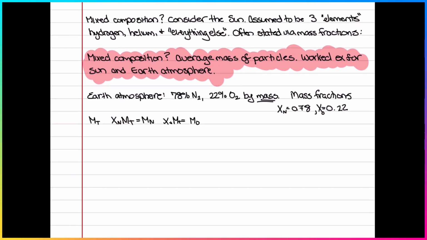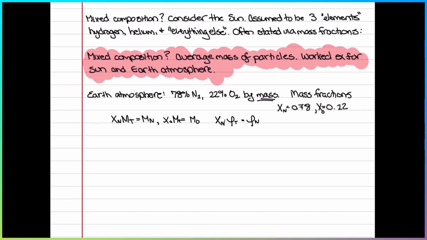And again, usually we don't talk about the masses, but instead we talk about the densities. If I divide these two equations by the volume, then the mass fraction of N times the total density is equal to the density for N2, and X sub O times the total density is equal to the density for O2, where rho total is just the sum of the two. That's all this is saying. Nothing too sophisticated yet.